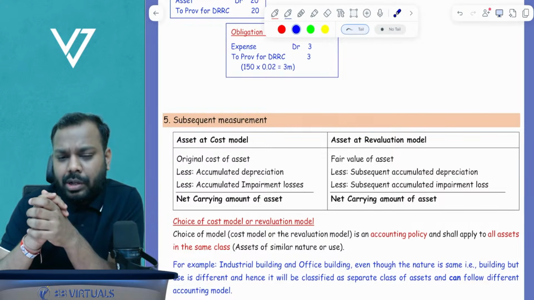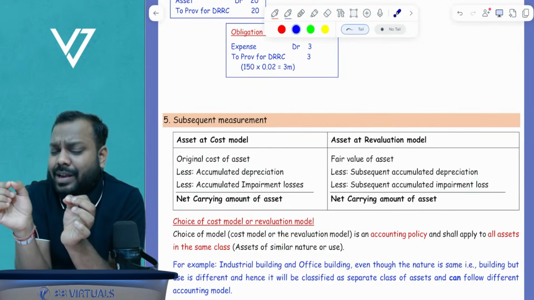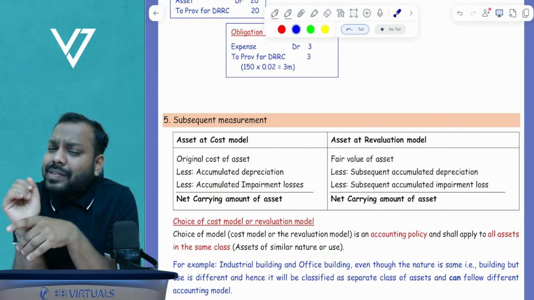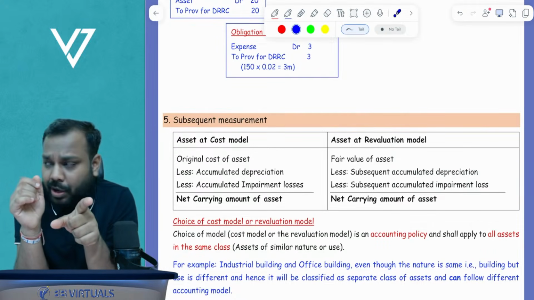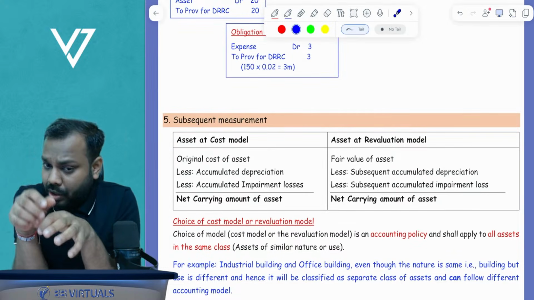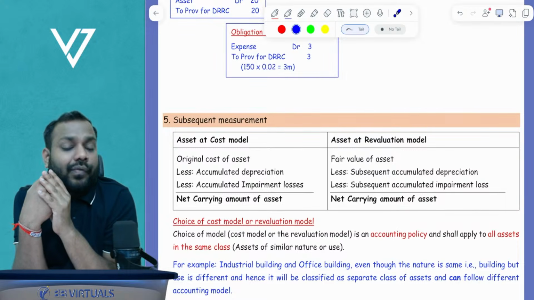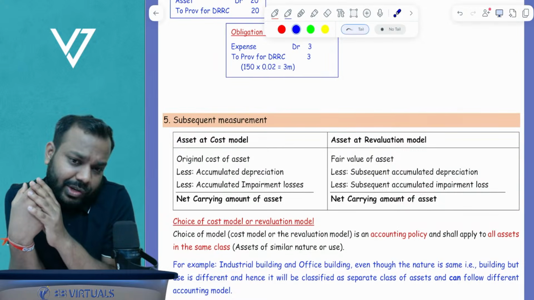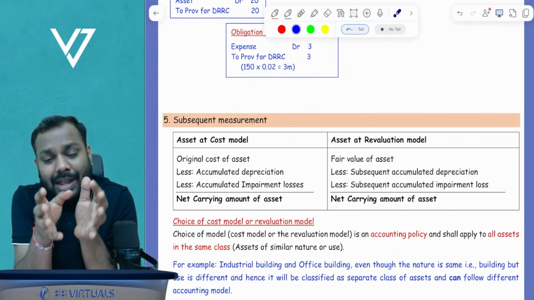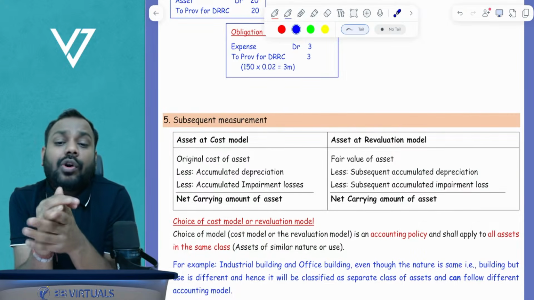Now comes the question: do we need to decide this for each and every single asset? That for this asset cost model, this asset revaluation model, this asset cost model, this asset revaluation model? No, no. This is to be done on the basis of class of assets. Now, what is the meaning of class of assets? Assets of similar nature and similar purpose are grouped in a class of assets.